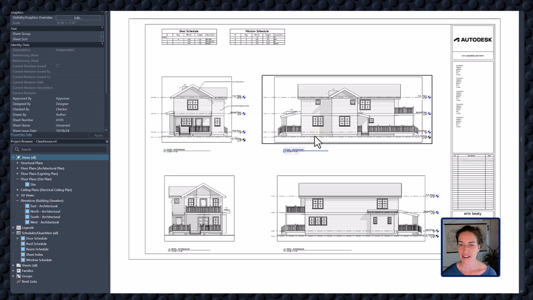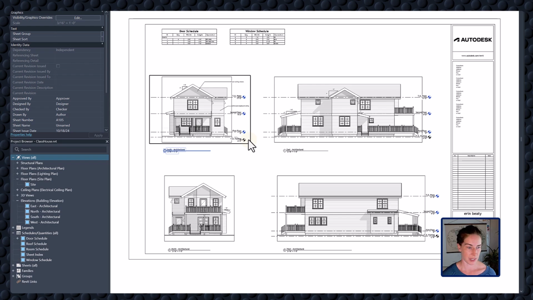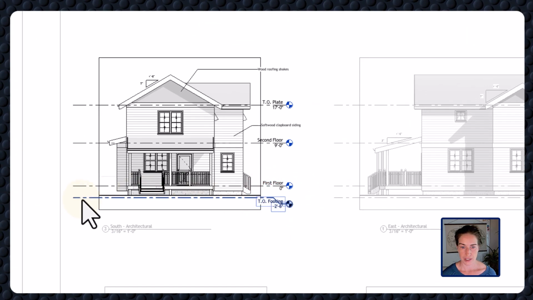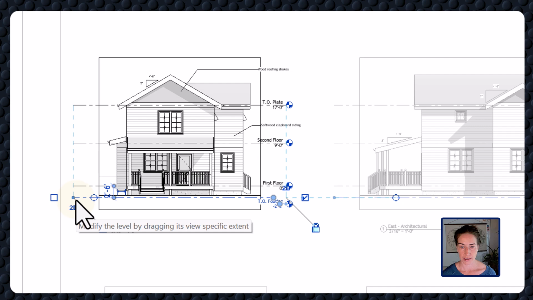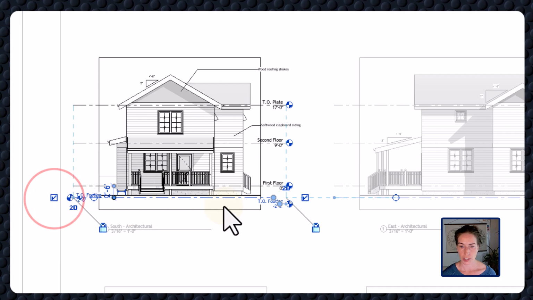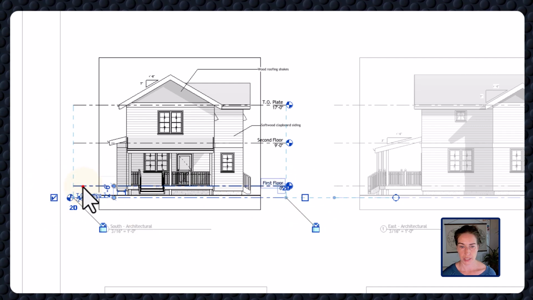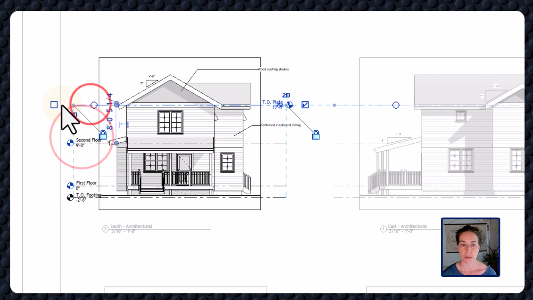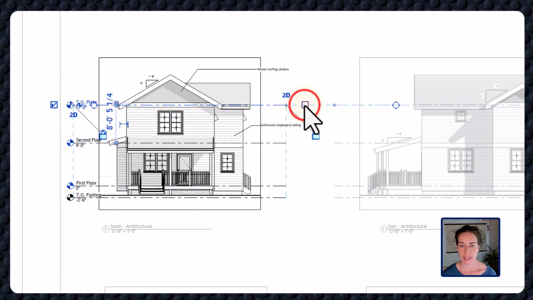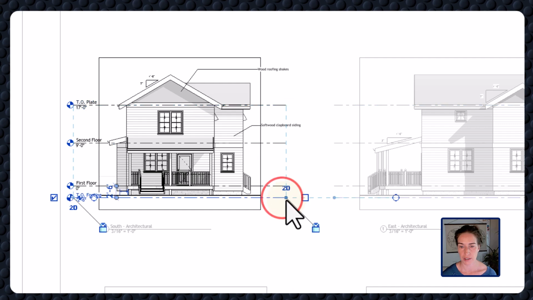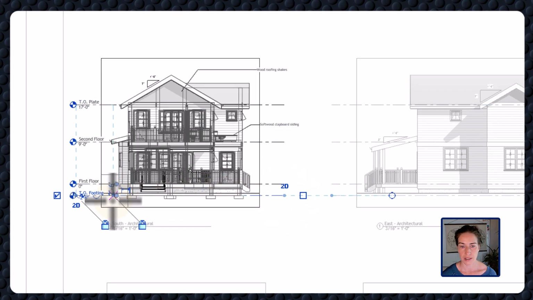You'll notice the level annotation needs a bit of cleanup here. I'll click into each view and I can select a level and choose which side I'd like the labels to appear on. I'll use the checkbox to ensure the labels are on the side that I would like for each elevation view. I can also adjust the grips.